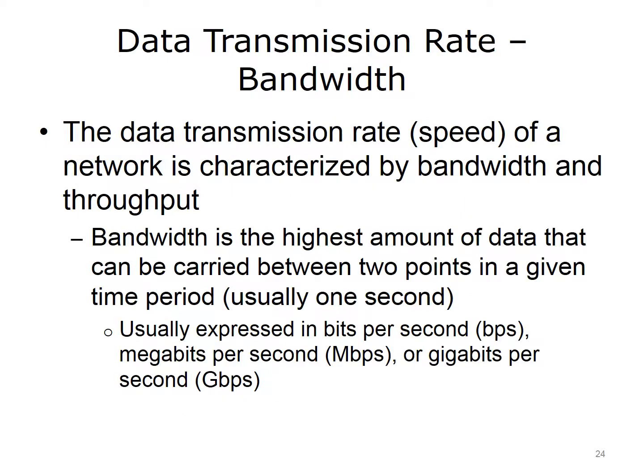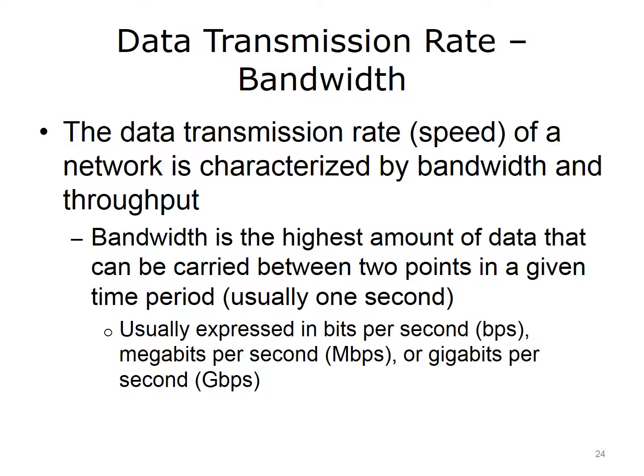One of the most important characteristics of a network's performance is how fast data can be transmitted between its components. The data transmission rate of a network connection, or in more casual terms, the speed of a network, is characterized in terms of bandwidth and throughput.